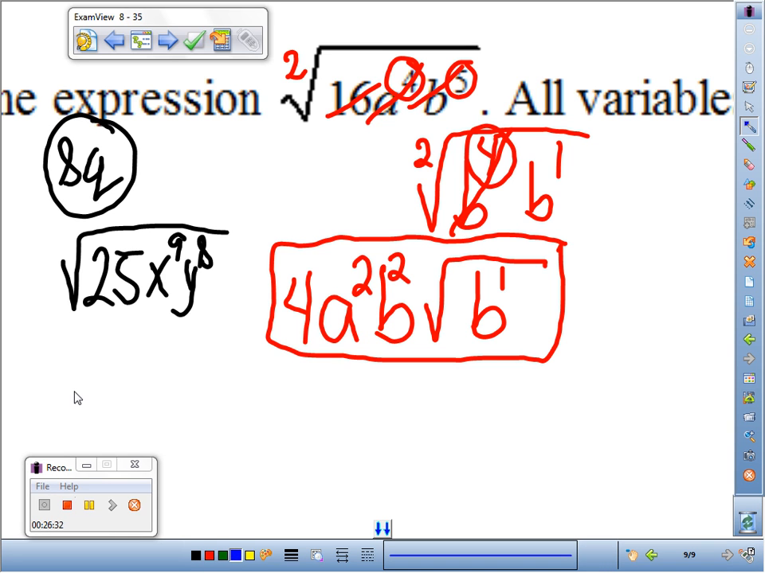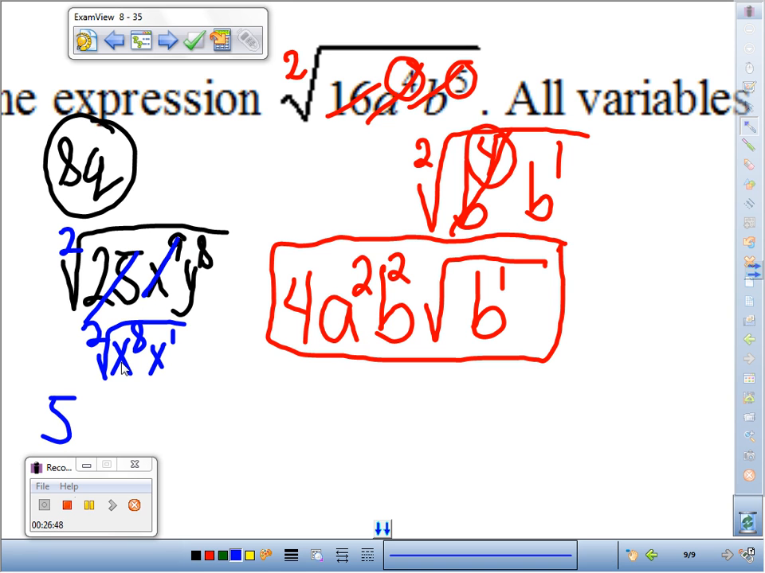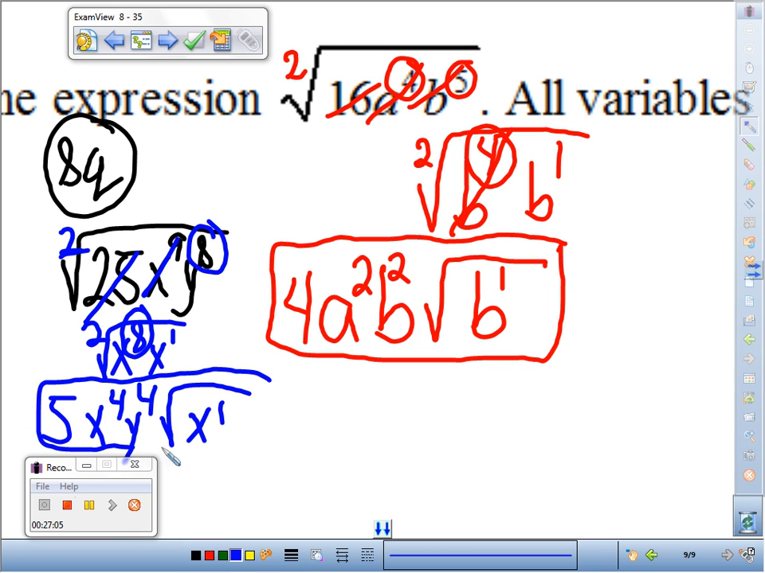Square root of 25 is 5. Cross this one out. Can I divide x to the 9th? No. So therefore I need to rewrite it x to the 8th and x to the 1 with my exponent of 2. So I cross this one out. So now what is x to the 8th divided by 2? That's x to the 4th. And I leave the x to the 1st inside. How about 8 divided by 2? 4, so that's y to the 4th. And we're done.